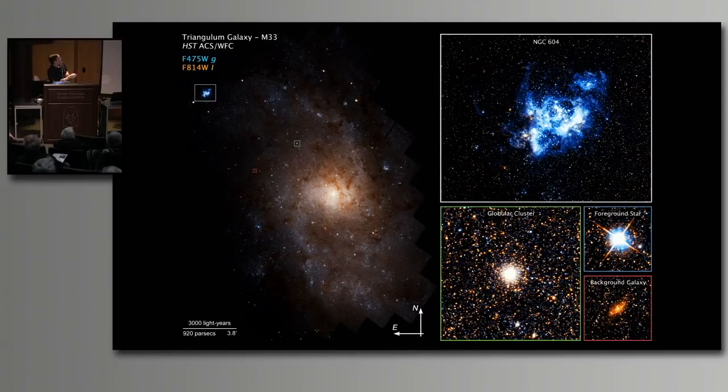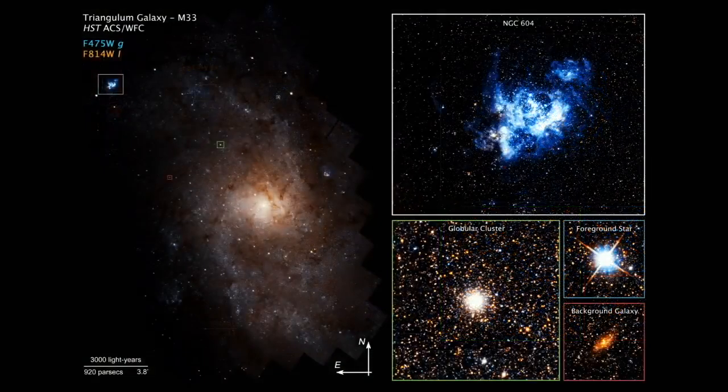So here's the mosaic. This up here is NGC 604, one of the largest star-forming regions in the local group. And you can see what incredible detail Hubble can get in that, and all the individual stars they can see. Look at this globular cluster, okay? That's the green box. So that's right here. That's a globular cluster that we're seeing in a galaxy 3 million light years away, okay? There are, of course, a few foreground stars here. That's the blue box, so right here. And there are also background galaxies, all right? Then this red box here.